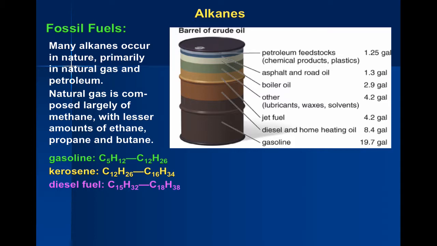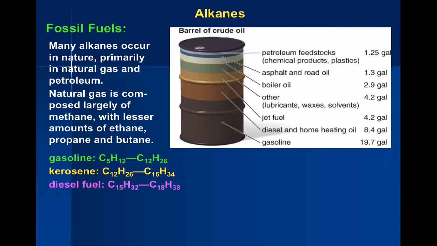And then in the last 1.5 gallons in this barrel, you're going to have what we call petroleum feedstocks. This is the stuff that I'm really interested in. This is the chemical products. This is the stuff that leads to plastics, medicines. Everything that we make out of organic chemistry pretty much so comes from this 1.25 gallons that's in that barrel of crude oil.